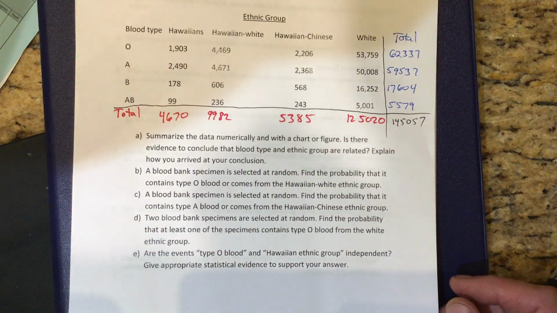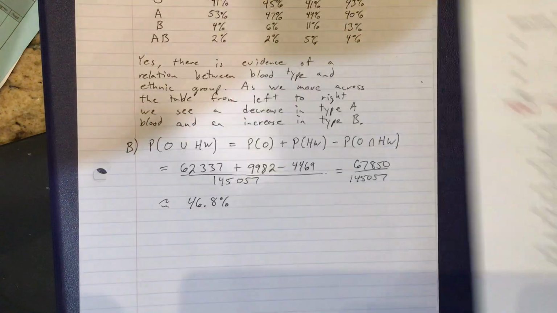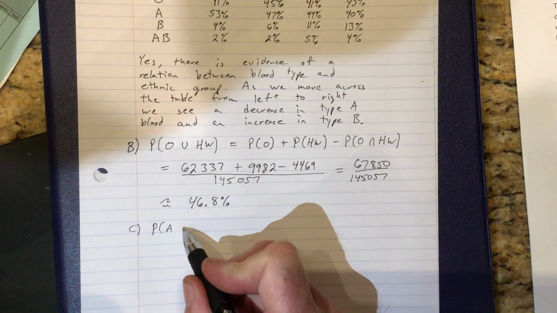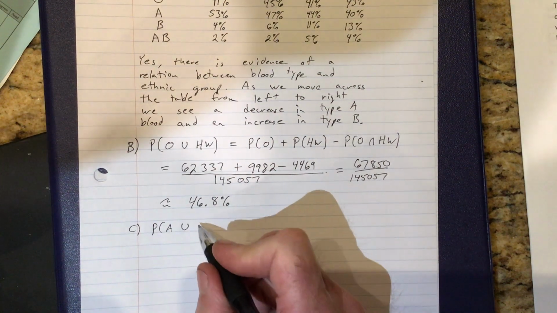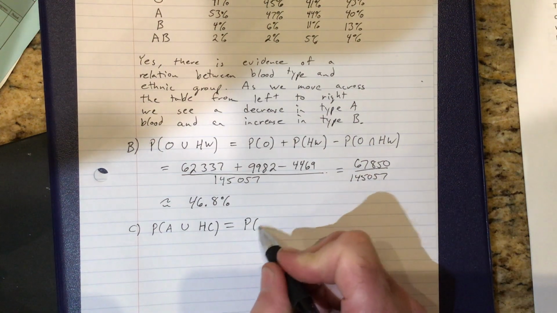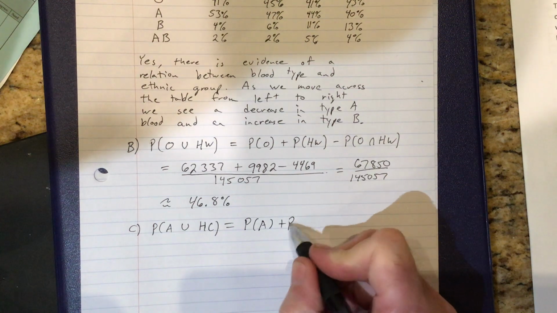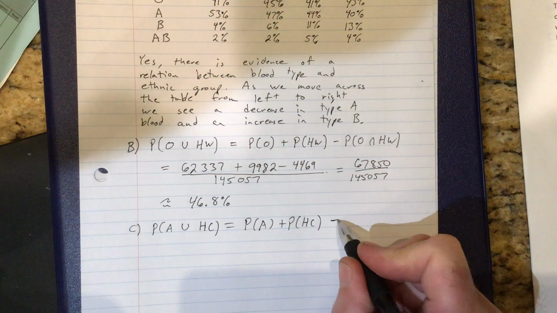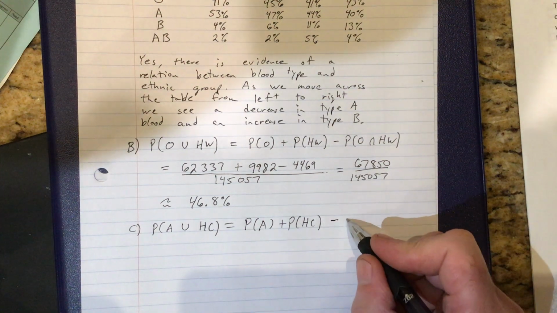All right, question C. A blood bank specimen is selected at random. Find the probability that it contains type A blood or comes from the Hawaiian Chinese ethnic group. Okay, another pretty simple question. Probability type A or Hawaiian Chinese. So, same setup. Add them both together and then subtract the intersection that has been double counted.